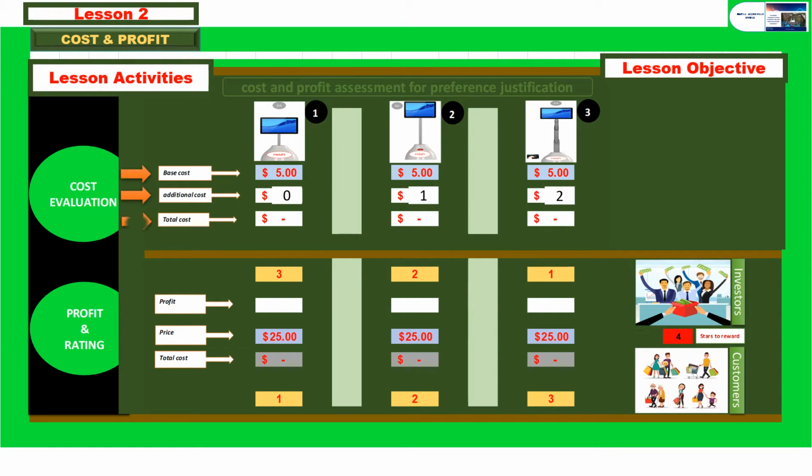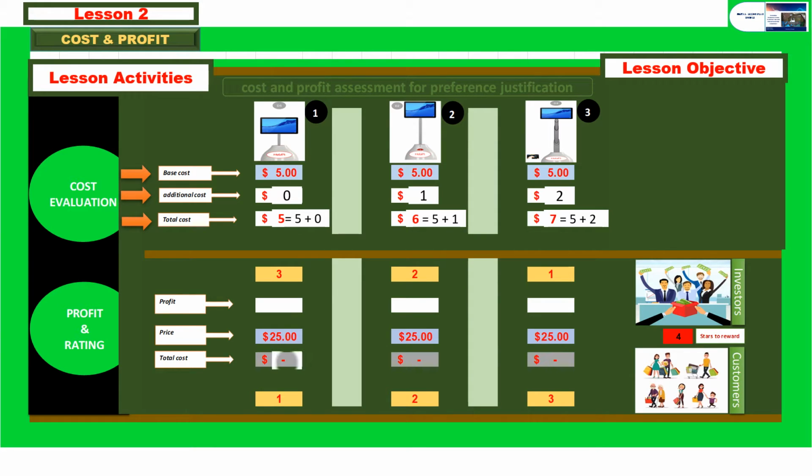So, in summary, the total cost for the lowest version will be 5, which is computed by adding 0 to the base cost of 5. The total cost for the middle version is 6, obtained by adding $1 to the base cost of $5. And for the highest version, the total cost is 7, which you obtain by adding $2 to the base cost of $5. So 5 plus 2 equals 7.